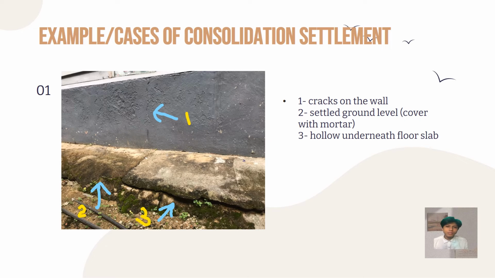Next, this is an example of consolidation settlement which occurs at my house located at Kampung Sri Padu, Johor Bahru. As you can see in the picture, cracks have already occurred on the wall. The settled ground level is now covered with mortar, and there is a hollow underneath the floor slab.